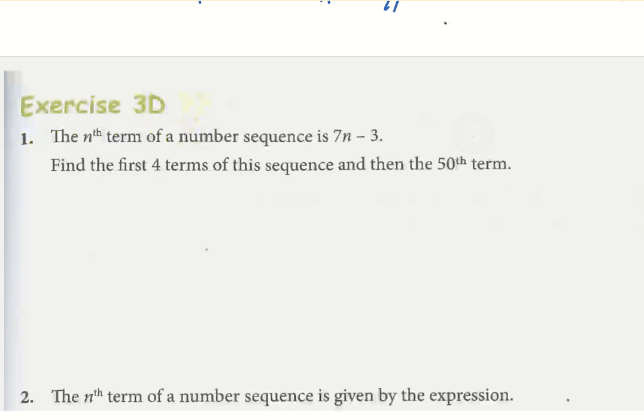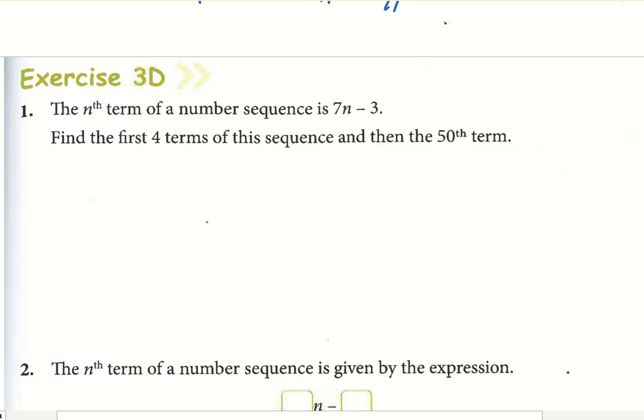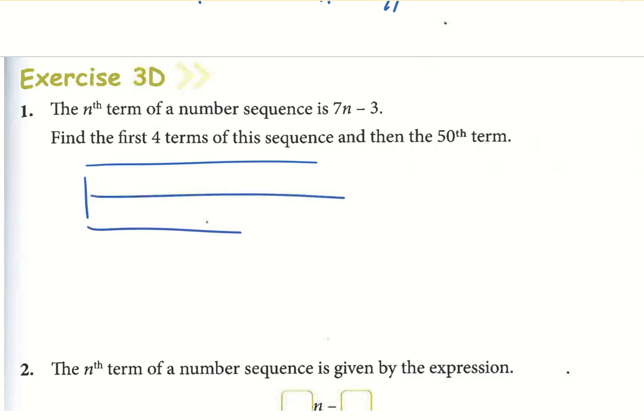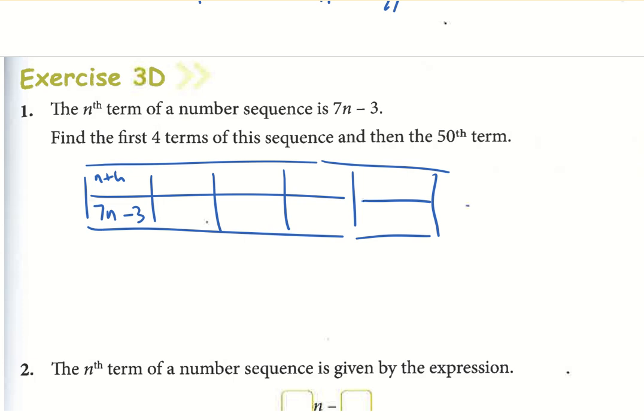Right, so the nth term is 7n minus 3. Find the first 4 terms and then the 50th term. So nth term, 7n minus 3. First, second, third, and fourth. And then our 50th term. First, second, third, fourth, 50th.